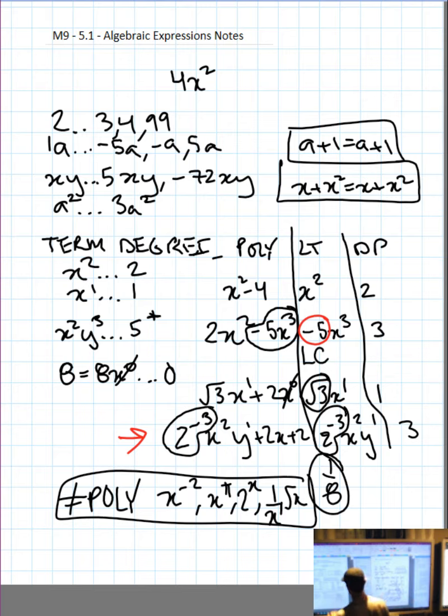Terms with variables, with whole number exponents. We do a whole chapter of polynomials this year, a whole chapter of polynomials next year, grade 11, grade 12, etc. These are the definitions.